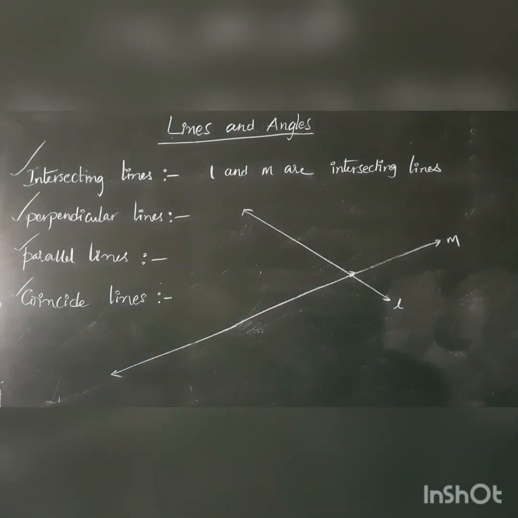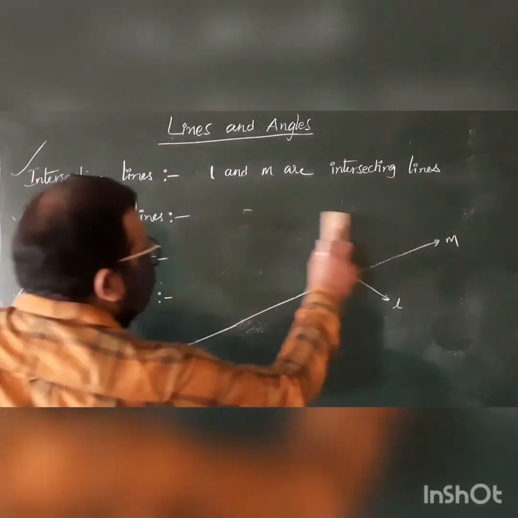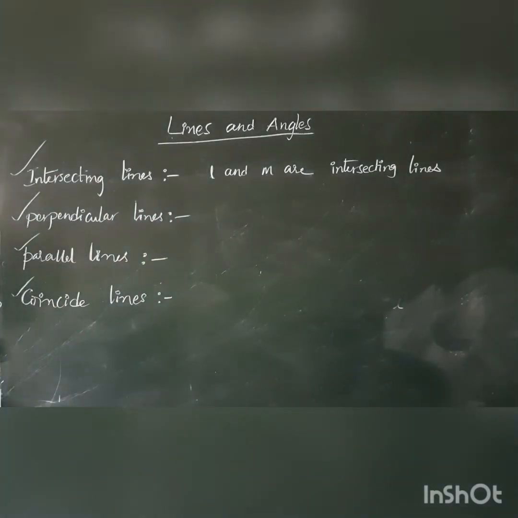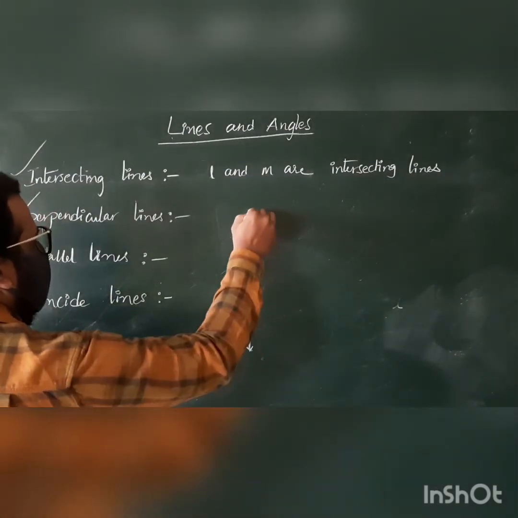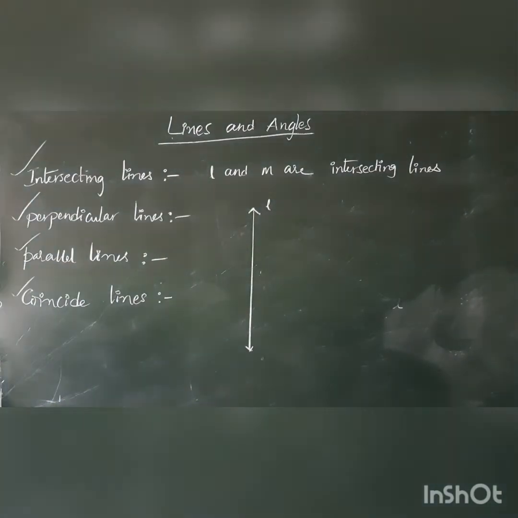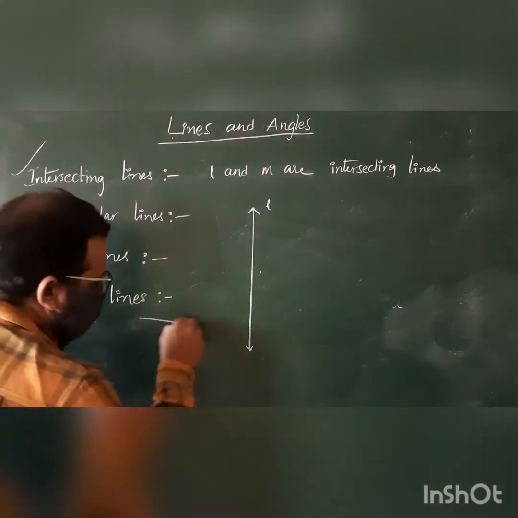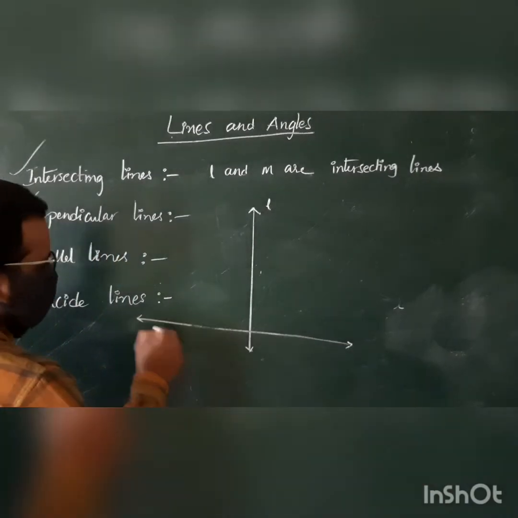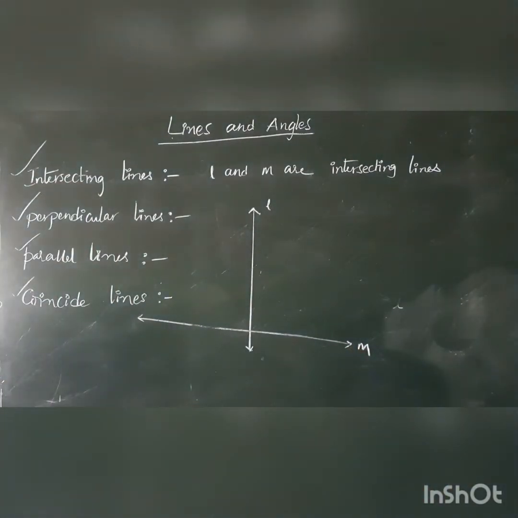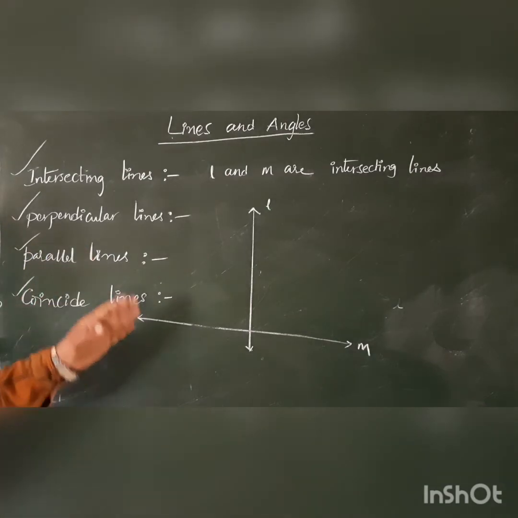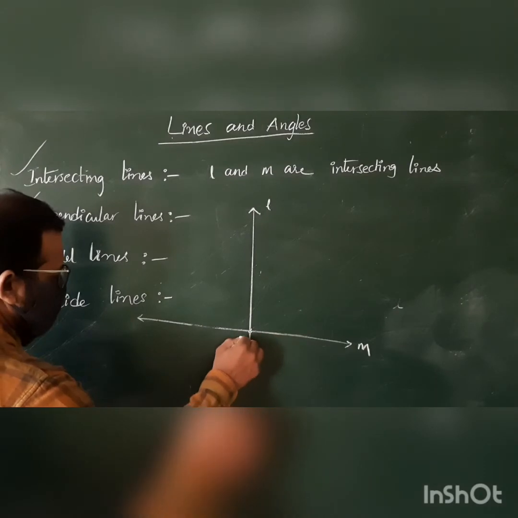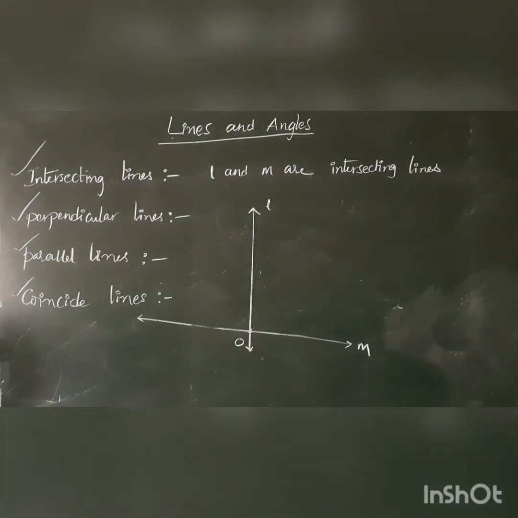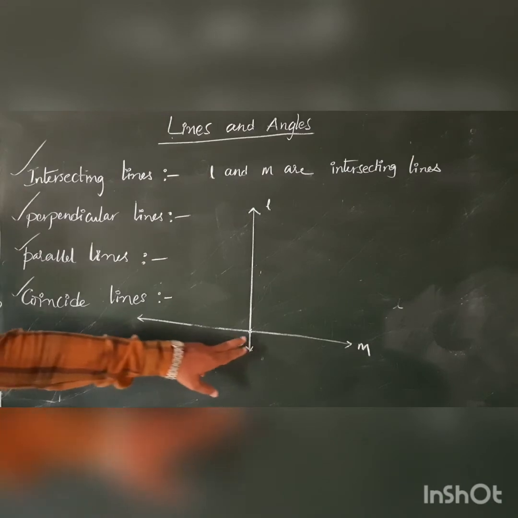Now let us talk about perpendicular lines. Let us suppose this is line L. I have taken one more line here, that is M. If you observe, line M and line L intersect at one point. What is that point? Let us suppose this point as O. These two lines intersect each other at a point.